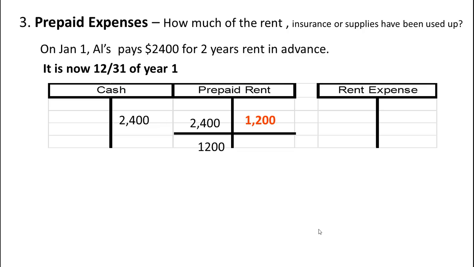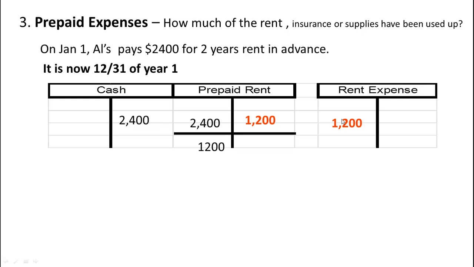So we'll credit the prepaid rent account for $1,200, and that's how much is left in the account, $1,200, which is going to be for the next year too. Anyway, and we'll also debit rent expense. So the entry in red is the adjusting entry, and we're going to make that at the end, 12/31.